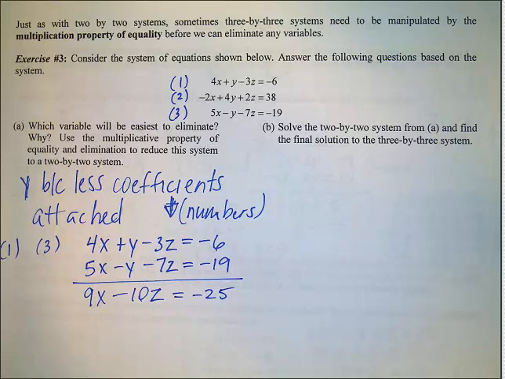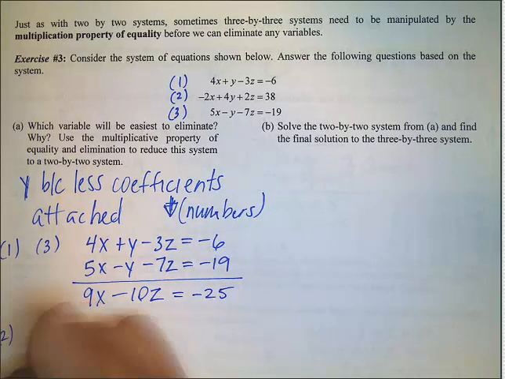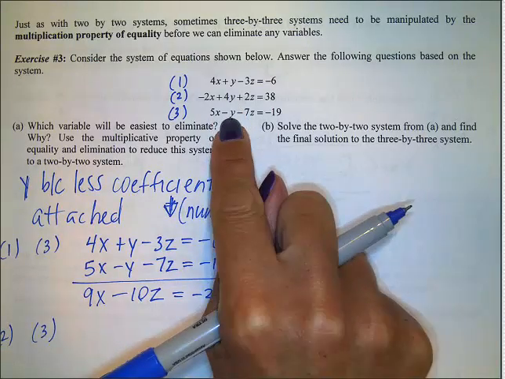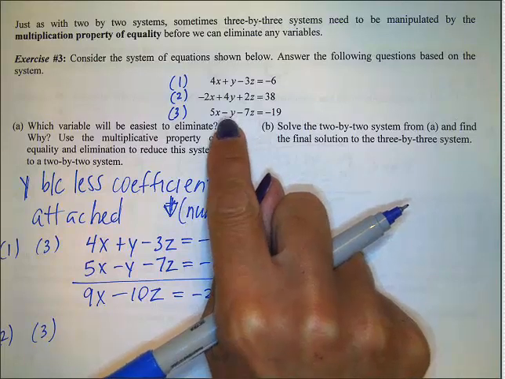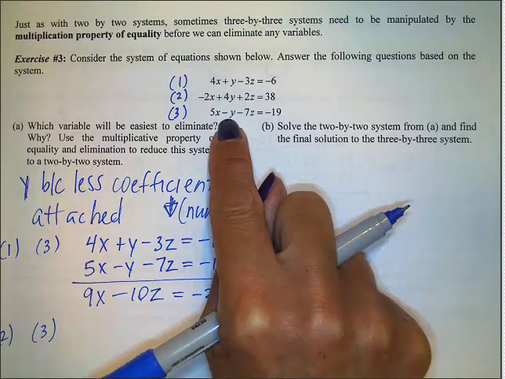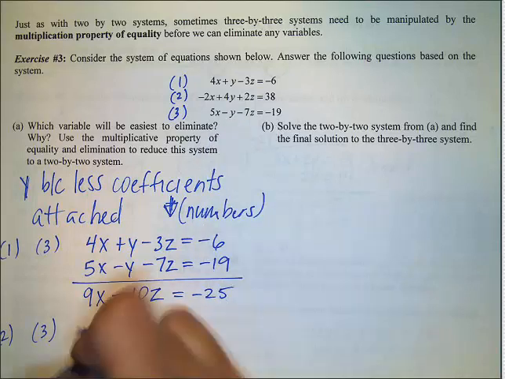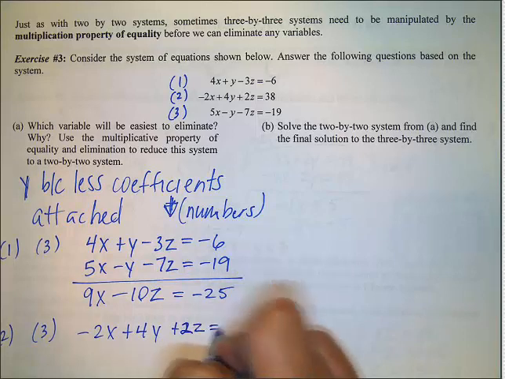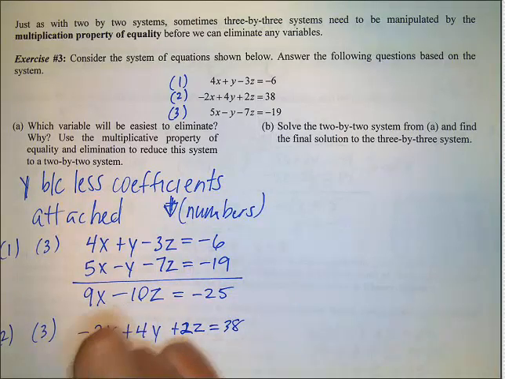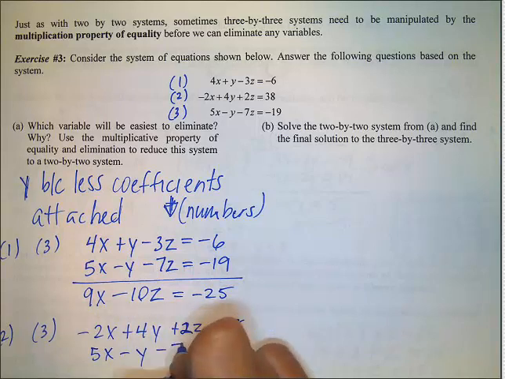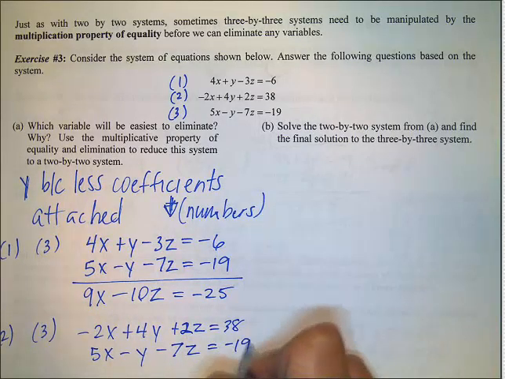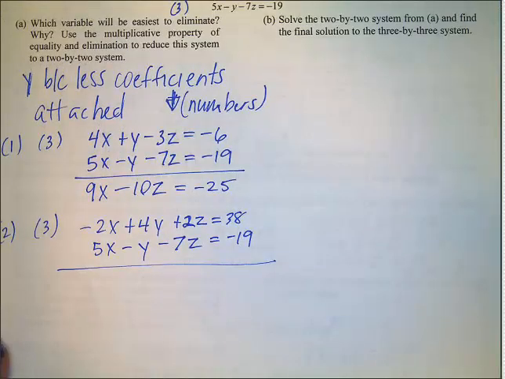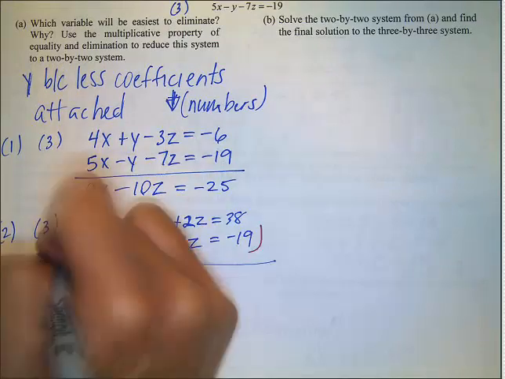So I'm going to use 2 and 3. And the reason I chose 2 and 3 is because I have a positive 4y and a negative y. So if I multiply this one by 4, they'll be opposites. So when I add them together, they'll be gone. So I have -2x plus 4y plus 2z equals 38. 5x minus y minus 7z equals -19. I cannot add them. They will not disappear or eliminate. I must multiply this one by 4.